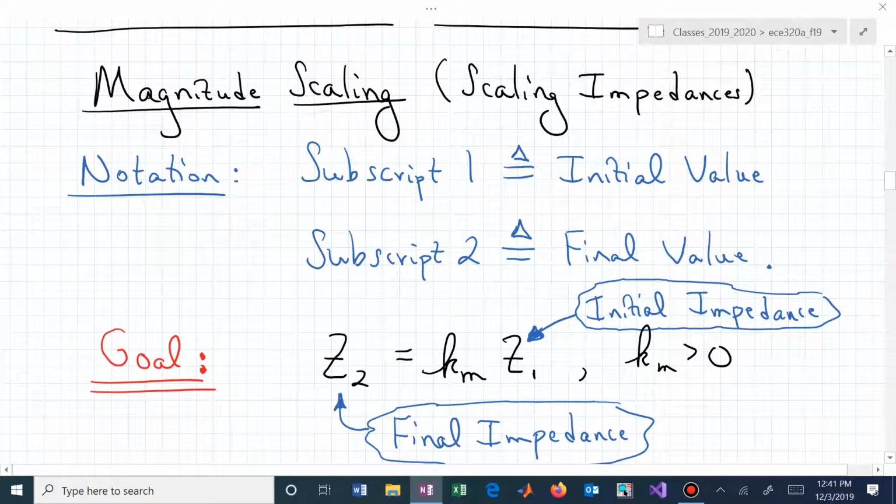Here's magnitude scaling, and my notation hopefully will be consistent. The initial value, or what we originally start with, that's what I'm subscripting with a 1. And the subsequent value, or the final value, will be subscript number 2. And now I want to magnitude scale, which now says I want my final impedance, Z sub 2, to be related to my initial impedance by this scaling parameter, this magnitude scaling amount, k sub m. And I'm restricting k sub m to be positive.